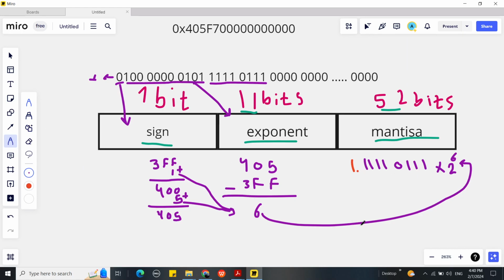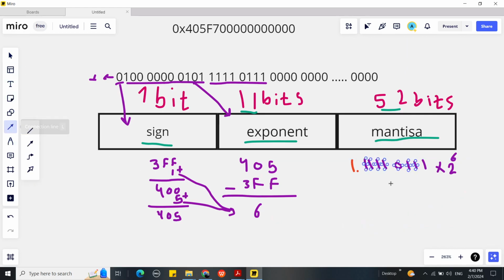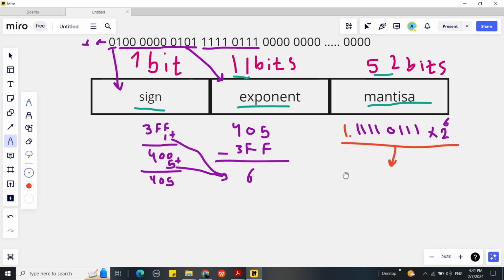Let me delete this now, and let me point. Red color. I'm gonna take this number and it's gonna be equal to... let's go a little bit down.